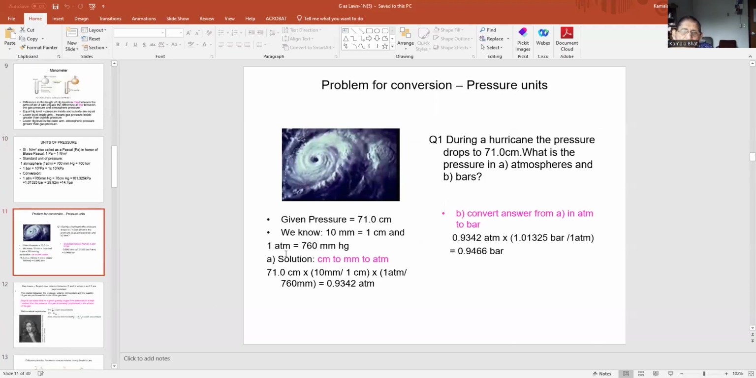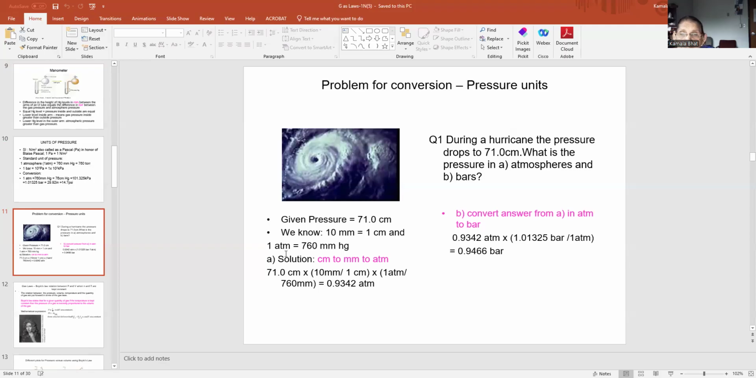Now for the first example, you're given a pressure. During a hurricane, the pressure drops to 71 centimeters. What is the pressure in atmospheres and bars? So this is a problem based on conversion. The best way of solving these kinds of problems is first to convert to atmospheres and then use the relation between the new unit and 1 atmosphere to get any new unit for expressing the pressure.